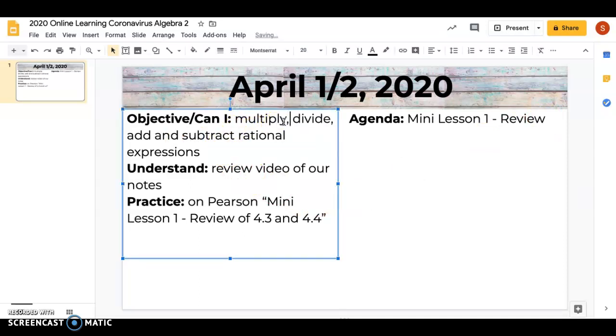I'm going to be over here under the objective. So this goes back to multiplying, dividing, adding, and subtracting rational expressions. That's 4.3 and 4.4 if you're looking at your notes.